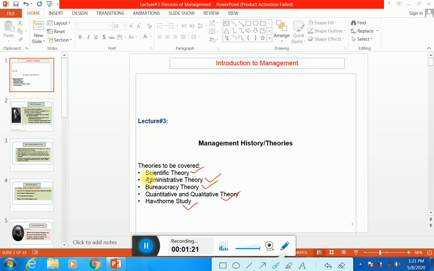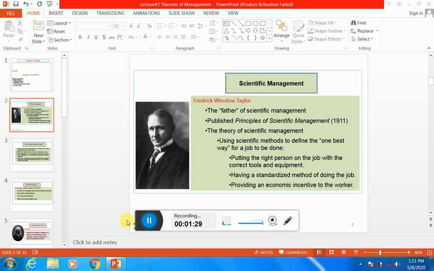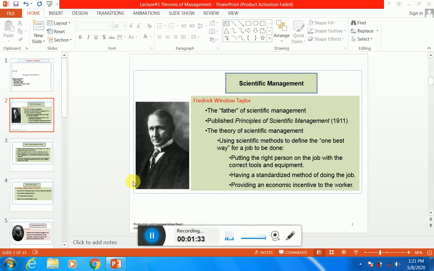Now we are going to discuss our first theory, that is about the scientific theory of management. Now let's start from the first, the scientific theory of management. Before starting the scientific theory of management, let me give you an overview about this theory.